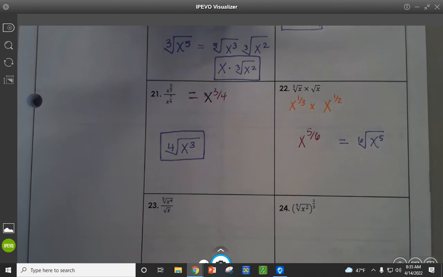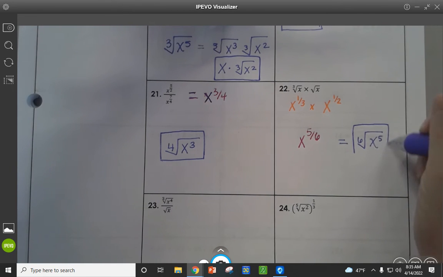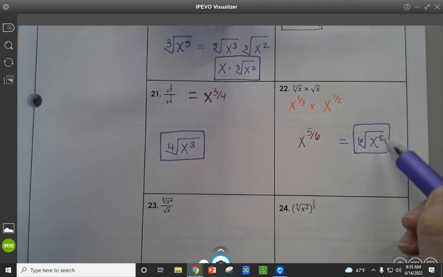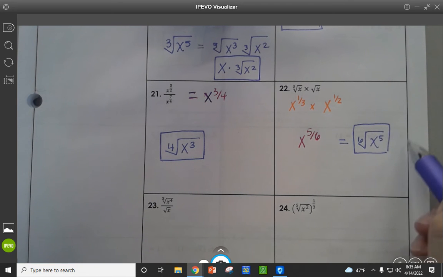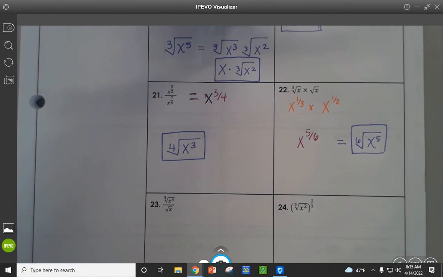Two more problems and then we're done. This one you can't split it up because I couldn't take away any of these x's and still have a multiple of 6.